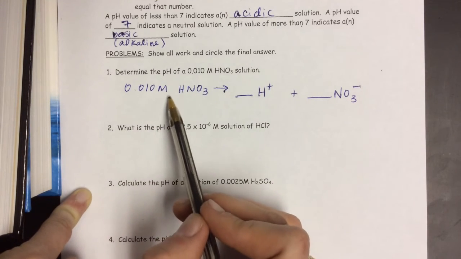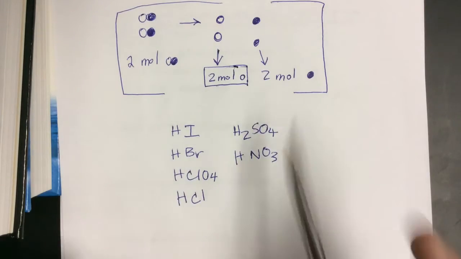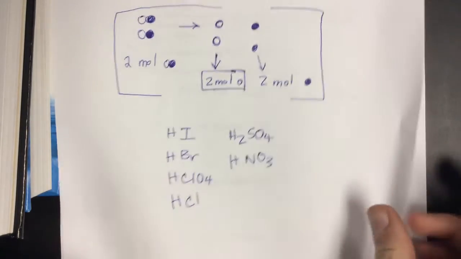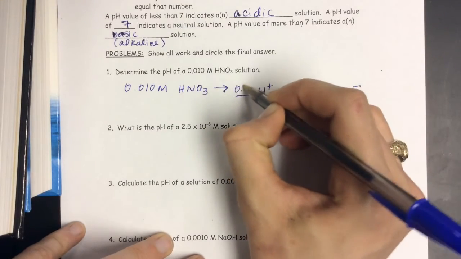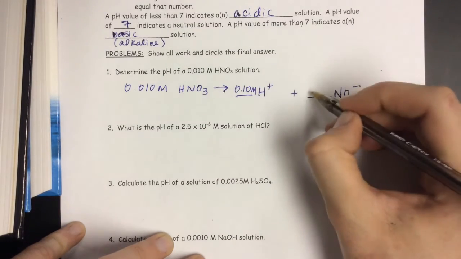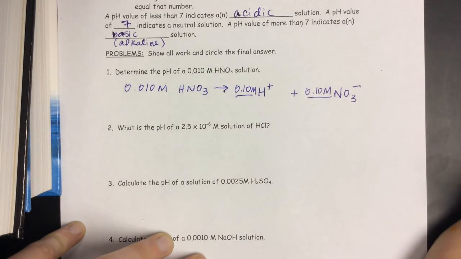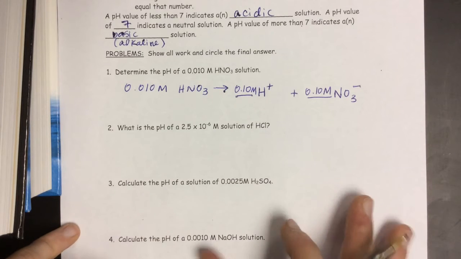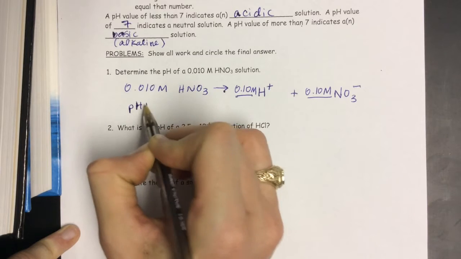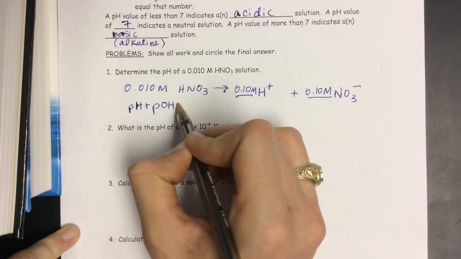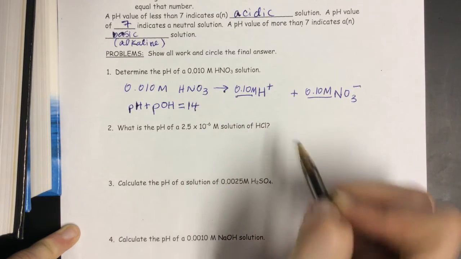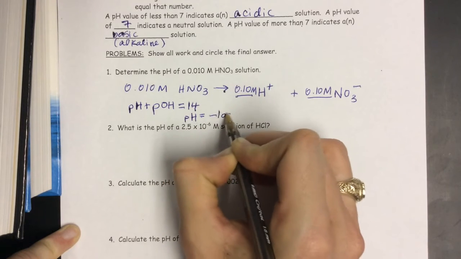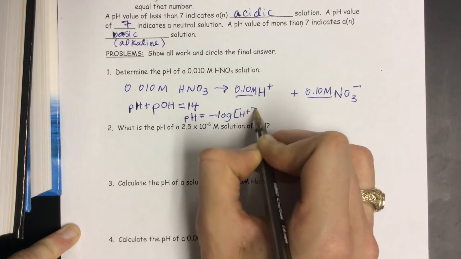Well, I know that if I had this many to begin with, then according to this model, 2 moles of this will make 2 moles when they split up and 2 moles of this when they split up. So that means I have 0.10 molar of hydrogen and 0.10 molar of nitrate. So now I can plug that in my formula, and my formula is pH plus pOH equals 14, but I just need to know my pH, so pH is equal to the negative log of the concentration of hydrogen.